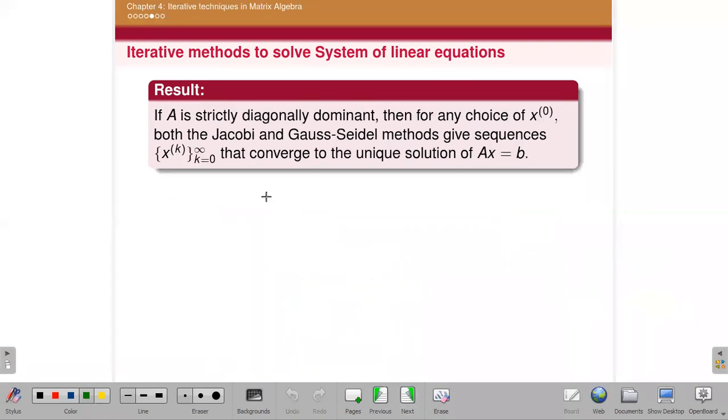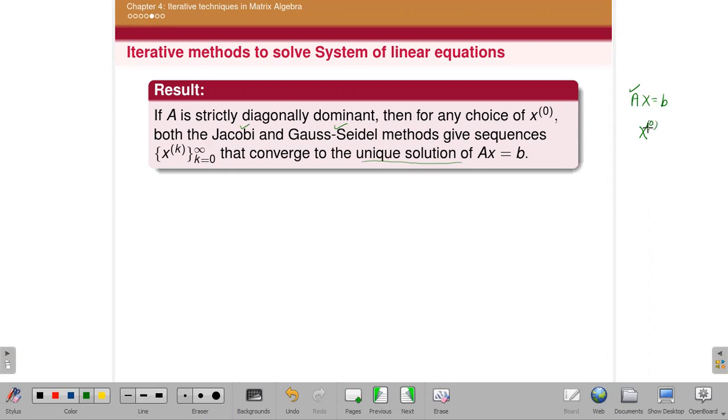So now we come to the condition that if A is strictly diagonally dominant, suppose I'm taking the system of equations Ax = b. If this A is strictly diagonally dominant, then for any choice of x0, meaning suppose I'm applying any iterative method with any initial guess, both the Jacobi and Gauss-Seidel methods give a sequence that converges to the unique solution of Ax = b. Otherwise, convergence may or may not occur.